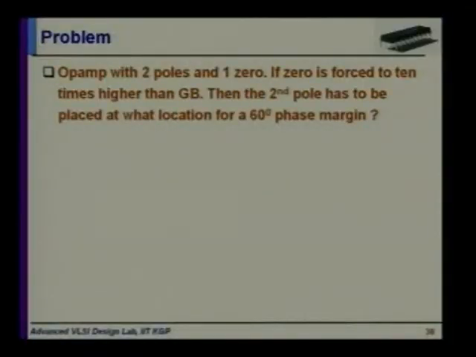So here, before going to the design of a two-stage op amp, I will give one problem. You just think of it, and the problem is that this is actually a 2-pole 1-zero system. You just write.